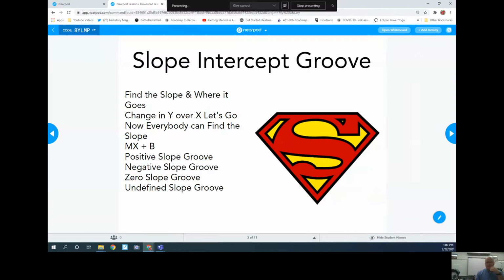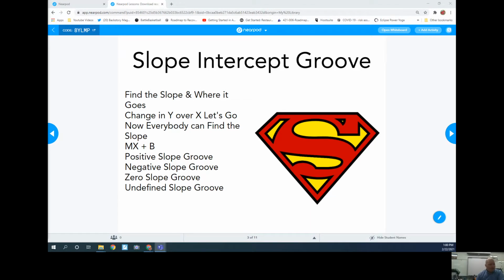I'm just going to do a quick overview, and then you're going to have some time to do all your independent work today. So let's start off with the slope-intercept groove in case you guys cannot remember what it was. Again, it was just find the slope and where it goes. Change in y over x. Let's go now. Everybody can find the slope. Mx plus b. Positive slope groove. Negative slope groove. Zero slope groove. Undefined slope groove. Okay? So that's how that started off.